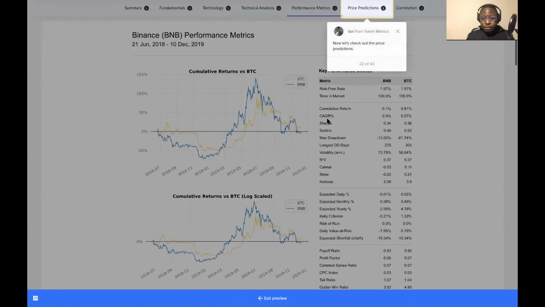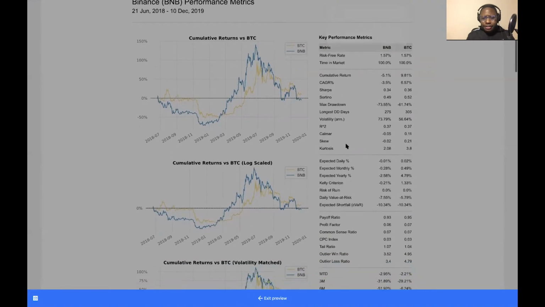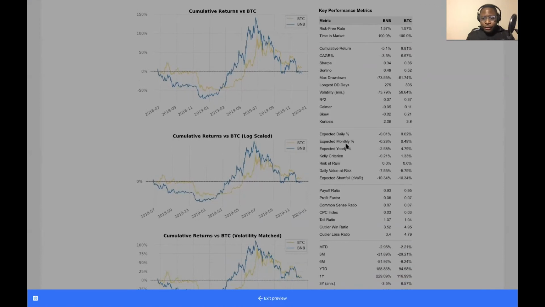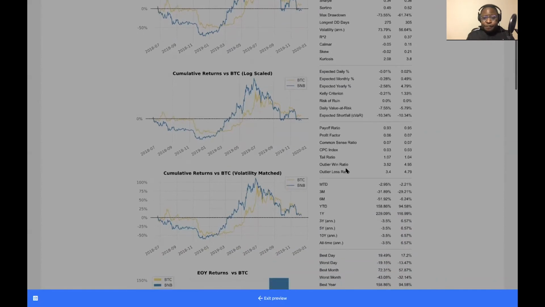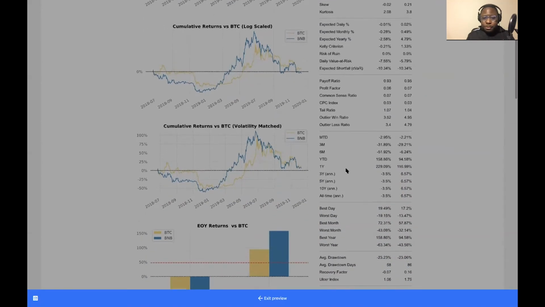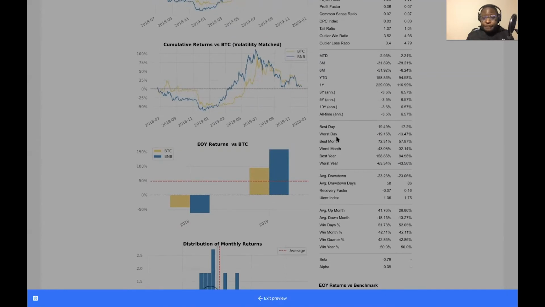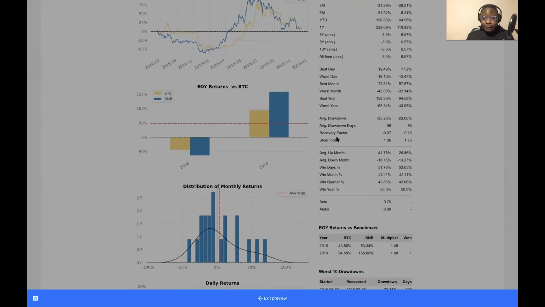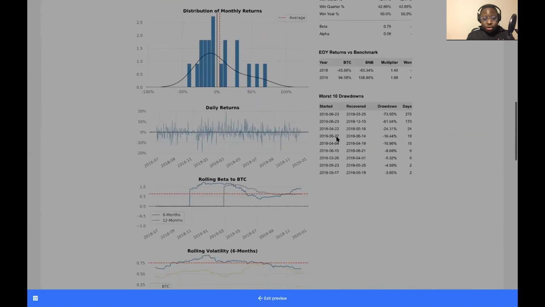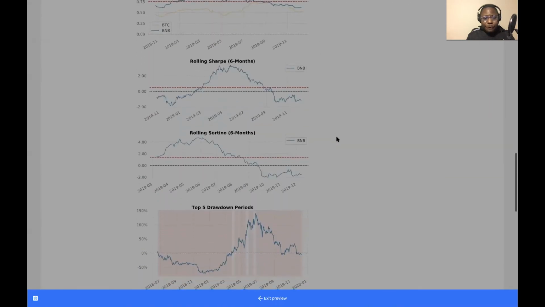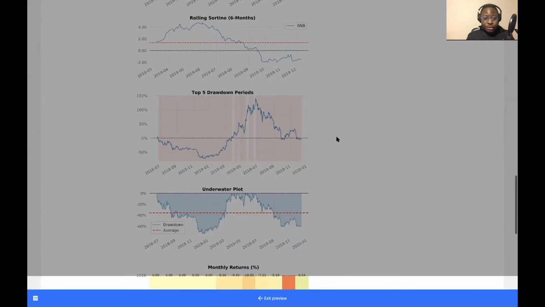So if we want to look at the Sharpe ratio, the Sortino ratio, max drawdown, the expected rate of return over a day, a month, annually, the risk of ruin, the win to loss ratio, its performance over the last month, 3 months, 6 months, year to date, the best return it had on a particular day, the worst return it had on a particular day, or month, or year, the average drawdown, how much it goes down, and how long it takes to be in that particular drawdown. So this is just a treasure chest of data to give you a better investment decision as you're doing research.